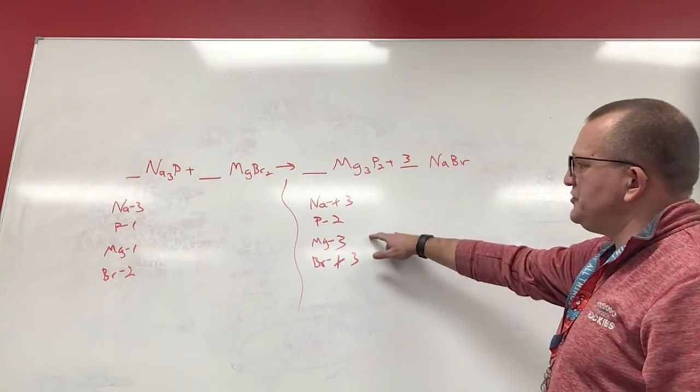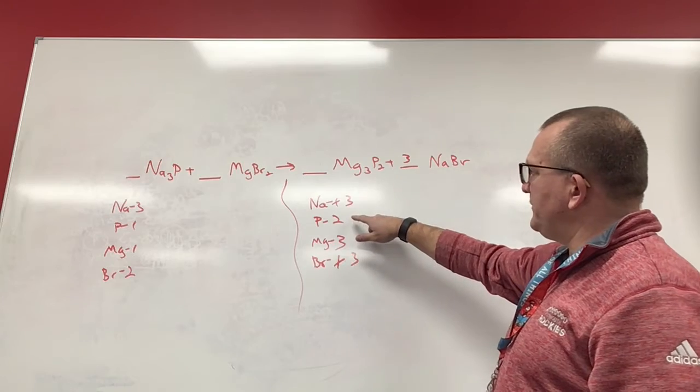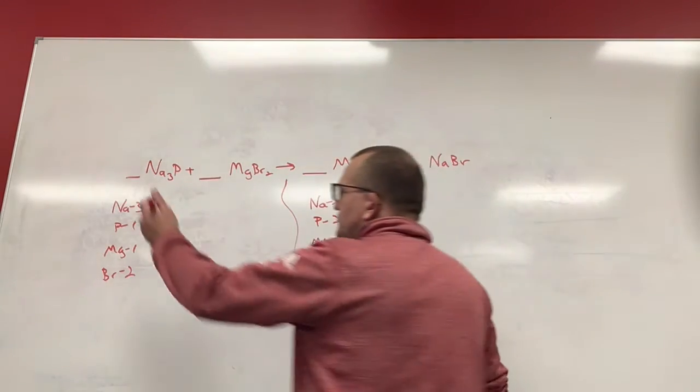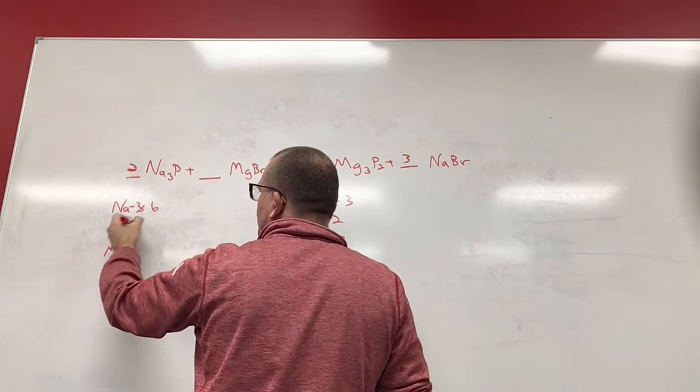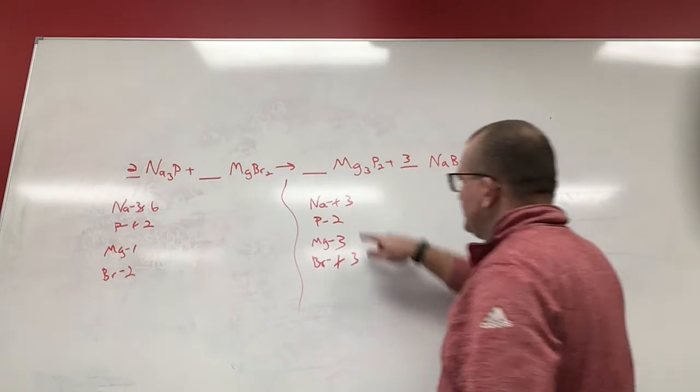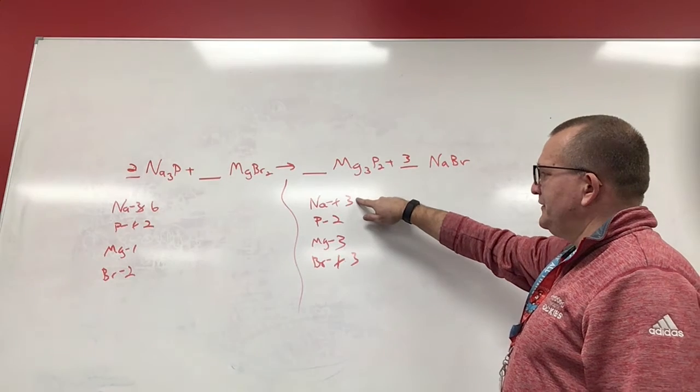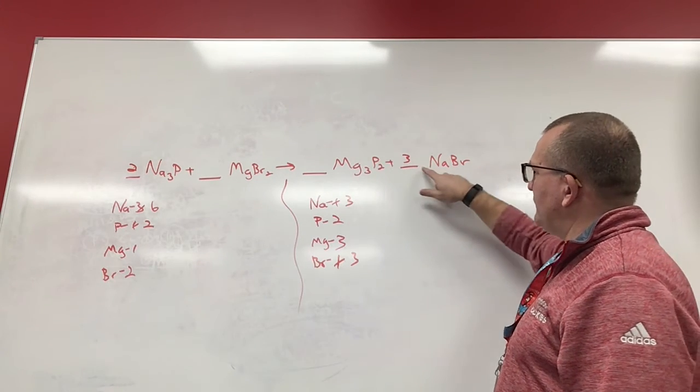So I have 3 Mgs here. My Ps, I got 2 and 1. So I put a 2 here. I put a 2 here. This gets me to 6. And that gets me to 2. I'm at 2 here. But now my Nas are messed up. So how do I get 6 here?